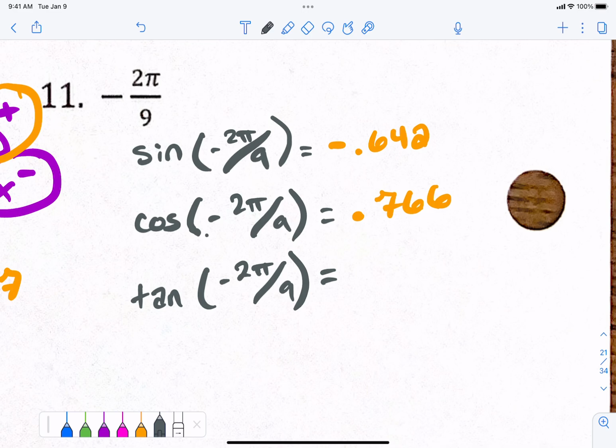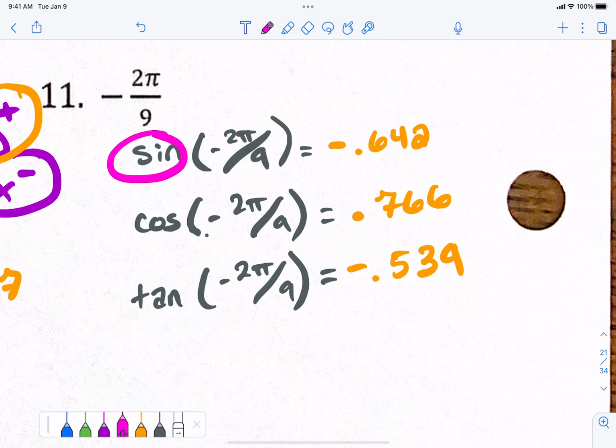Tangent is negative 0.539. Did you get it? Yep. Okay, so, is sine x or y?